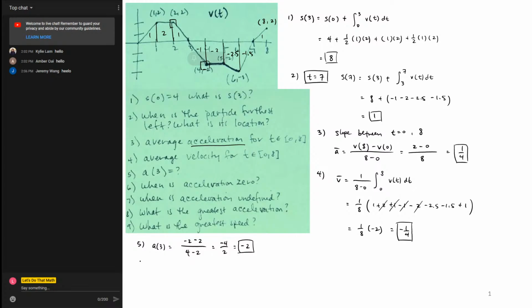Number 6, when is the acceleration 0? So acceleration is 0 anytime the tangent line is going to be horizontal. And that's in several places here, right? That's from this location and this location here. So we would say from 1 to 2. I have to have open parentheses here because technically derivative is not defined at 1 and 2 because it's a sharp turn. And also that'll be 4 and 5.